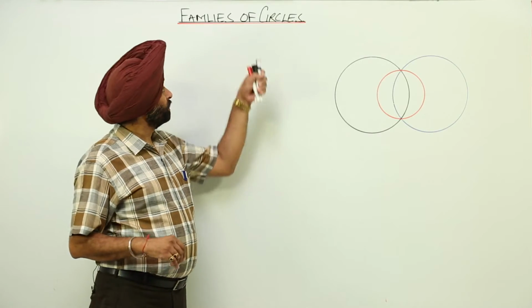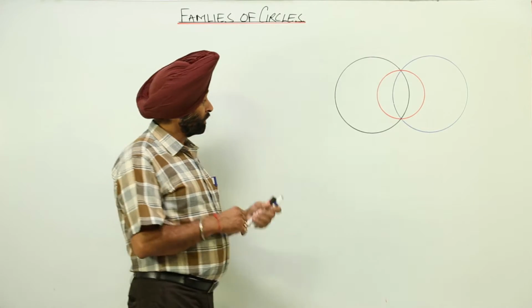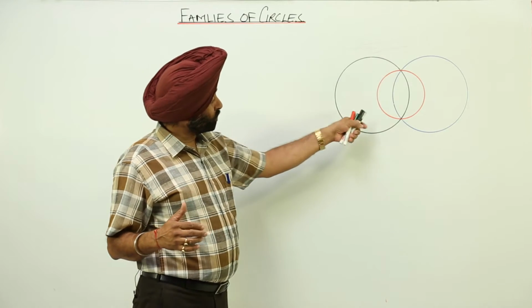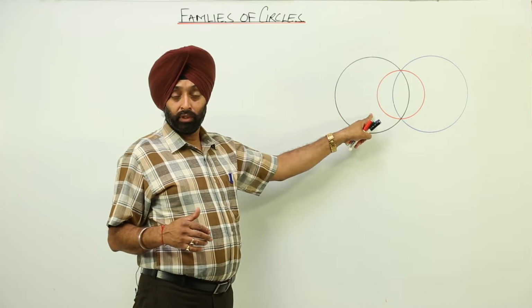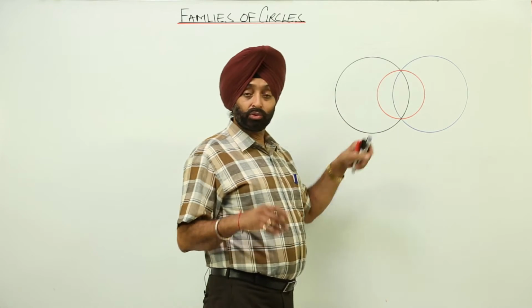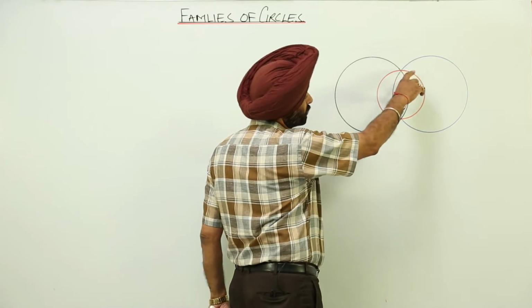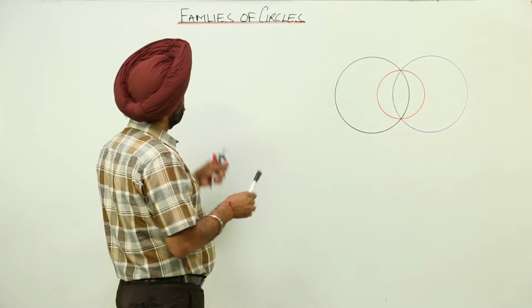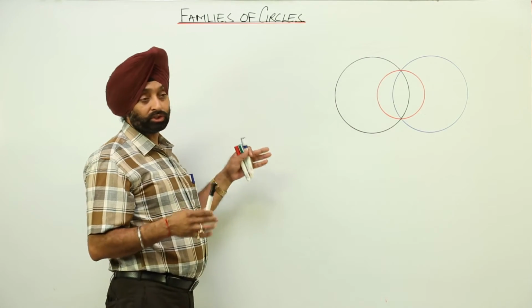Next topic is family of circles. Now we are going to find the equation of this circle in red, which is passing through the intersection of the two circles, one in black and one in blue. So that is called a family of circles.